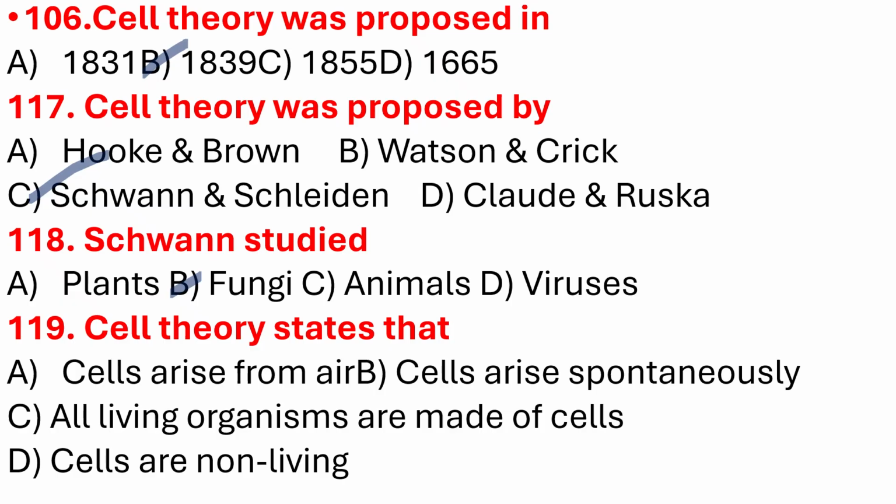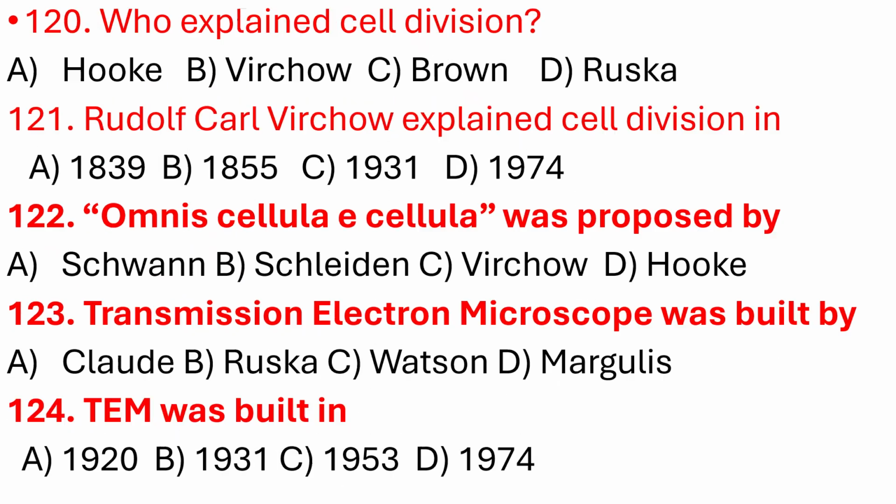Cell theory states that all living organisms are made up of cells. Who explained cell division? Hooke, Virchow, Brown, Ruska. Virchow. Rudolf Karl Virchow explained cell division in 1855. Omnis cellula e cellula was proposed by Virchow.